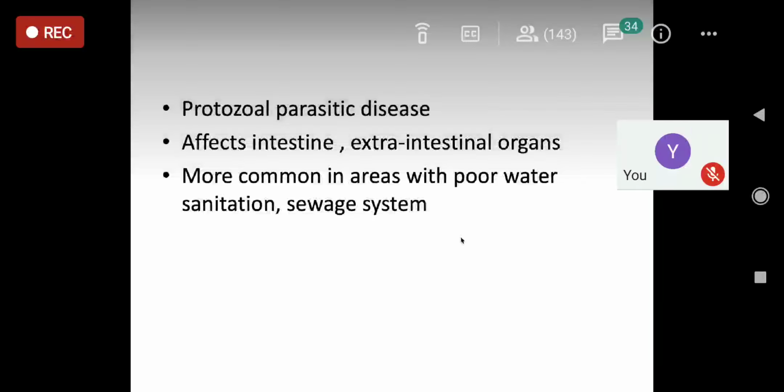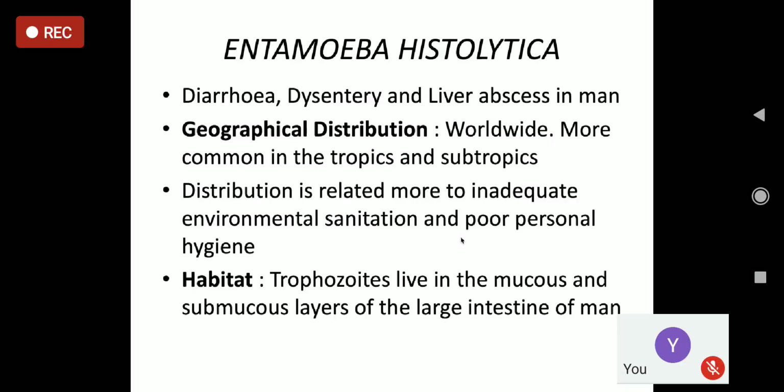Okay. So now, as I have mentioned earlier, this is a protozoal disease, and the name of this protozoa is Entamoeba histolytica. The characteristic feature of these amoebae is that they move by means of false leg-like structures called pseudopodia. The clinical infection caused by Entamoeba histolytica is called amoebiosis.